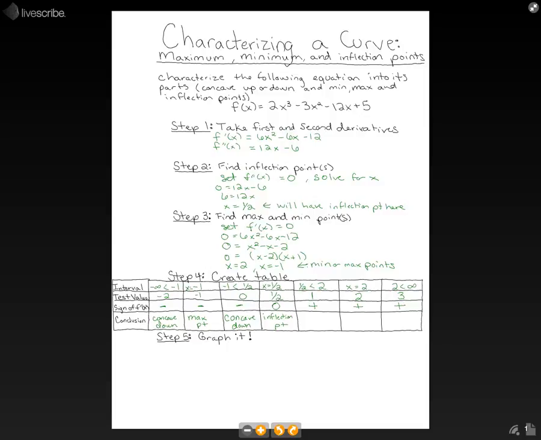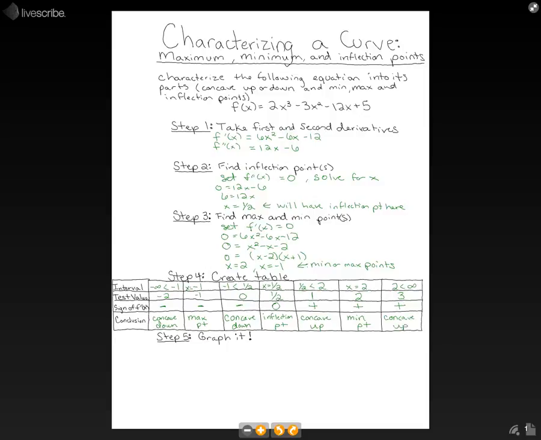Now we have a positive interval, so that's going to be concave up. We have a positive second derivative at a minimum or maximum, so that's like a cup facing upwards, so the point's at the bottom. So that's going to be our minimum point. And for our last interval, we have a positive sign of the second derivative, so that's going to be concave up as well.